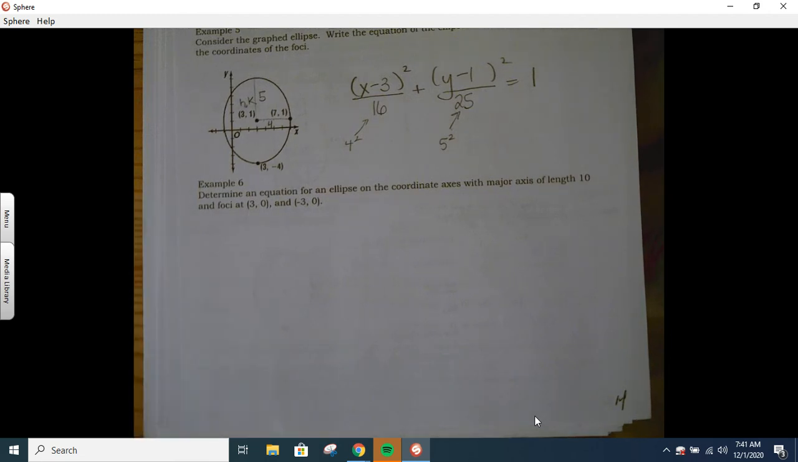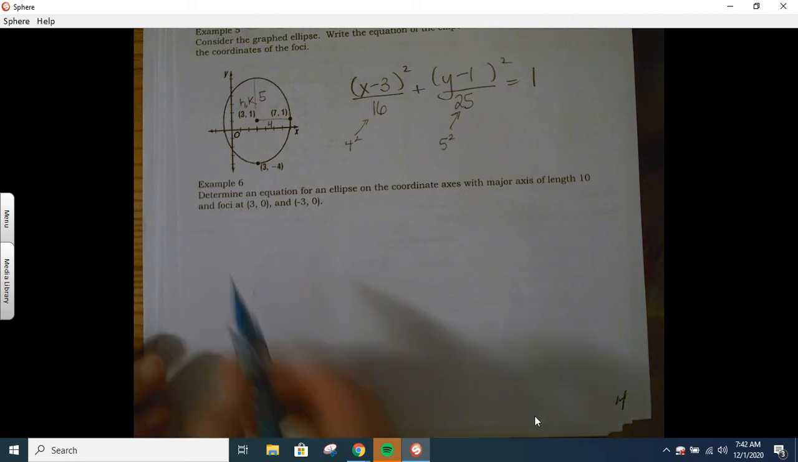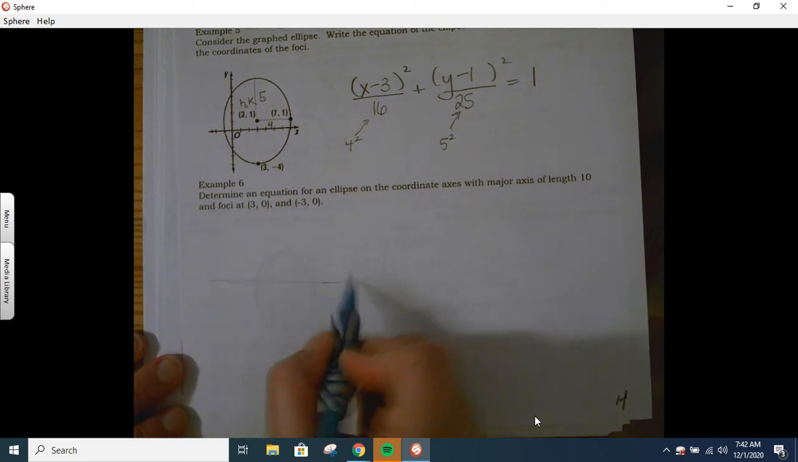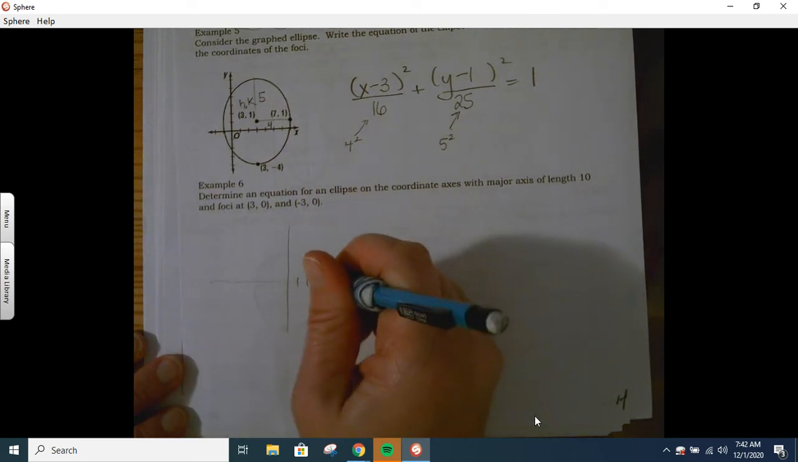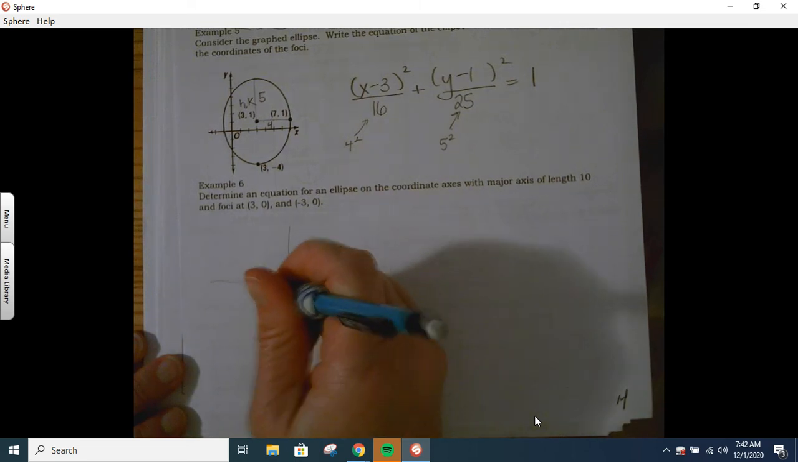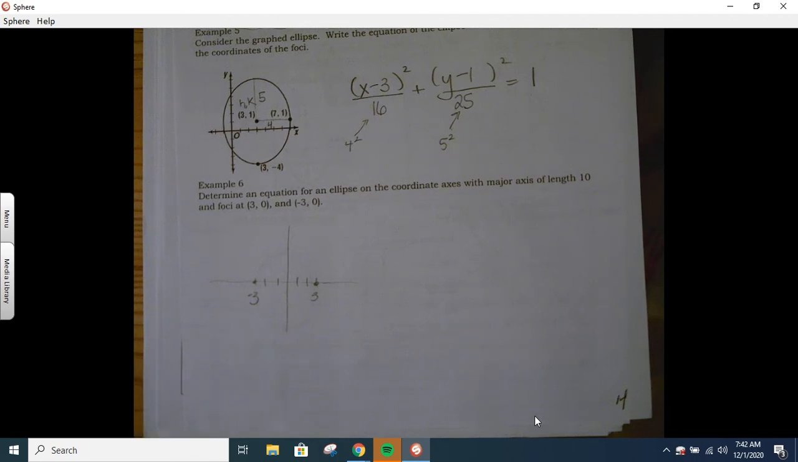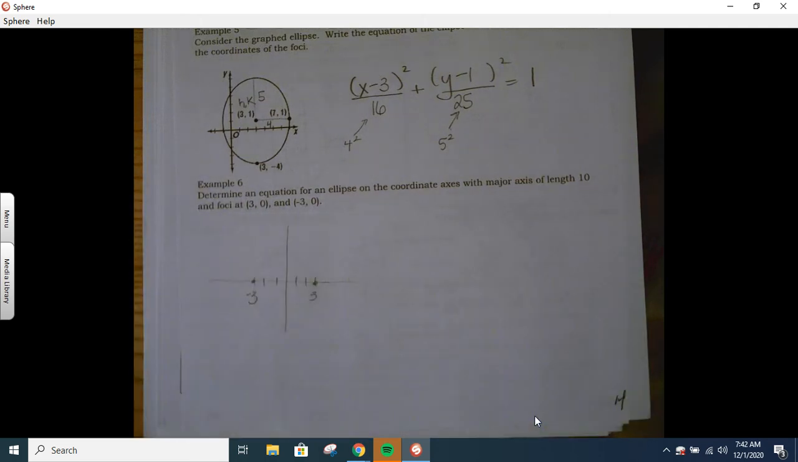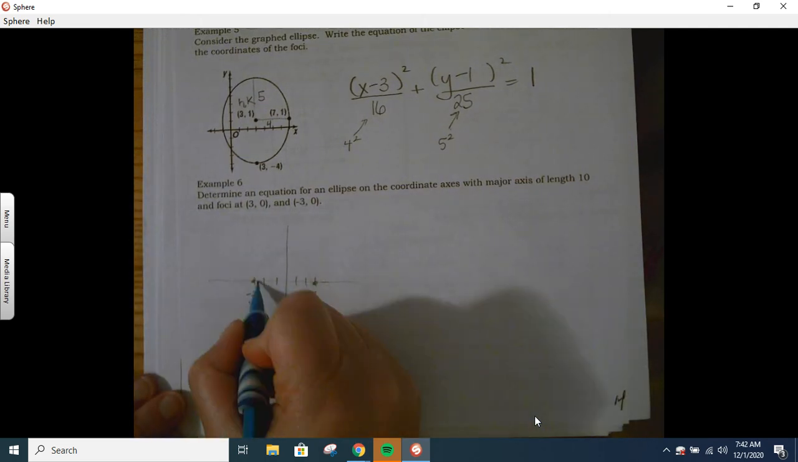All right, so for the last one, because there is no picture drawn, I would suggest that you draw a picture. It says, determine an equation for an ellipse on the coordinate axis with a major axis length of 10 and foci at (3, 0) and (-3, 0). So 1, 2, 3, and then 1, 2, 3 at negative 3. Those are the foci, and the major axis length is 10. Remember, the foci always fall on the major axis. So I know this length here has to be 10. I know the center is halfway between the foci.